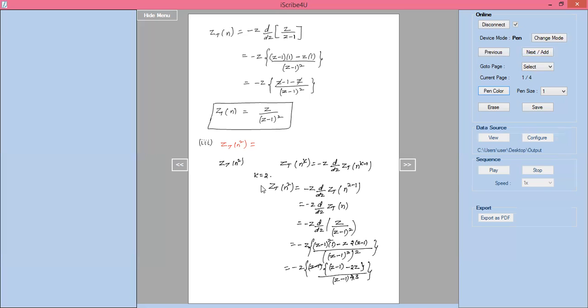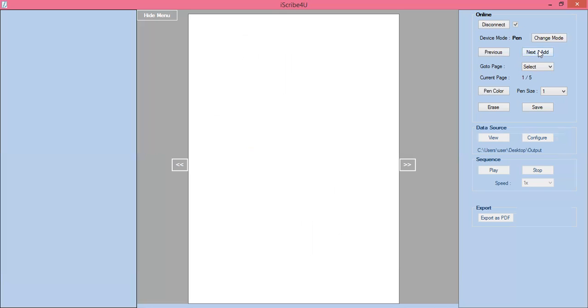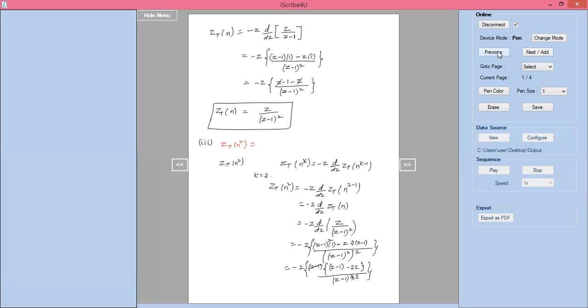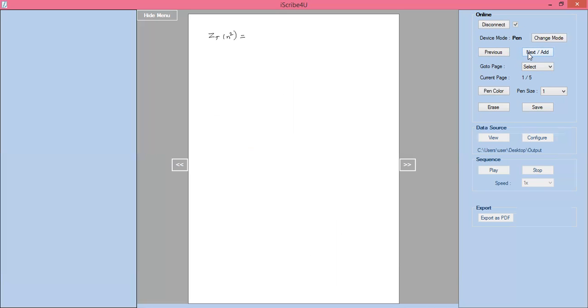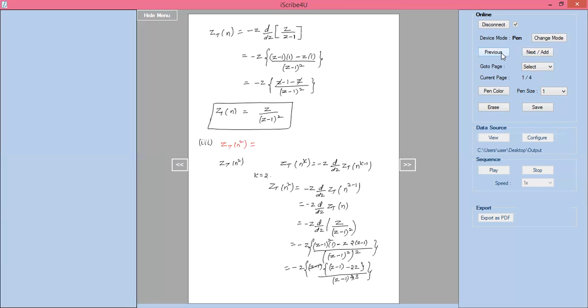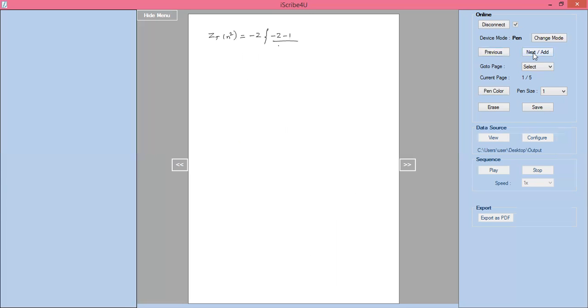Now you will get the Z transform of n square equal to, what are the remaining terms here? See, minus Z into, this one should be minus Z minus 1 minus 2, at the time minus Z minus 1. The numerator should be minus Z into minus Z minus 1, divided by Z minus 1 whole cube.